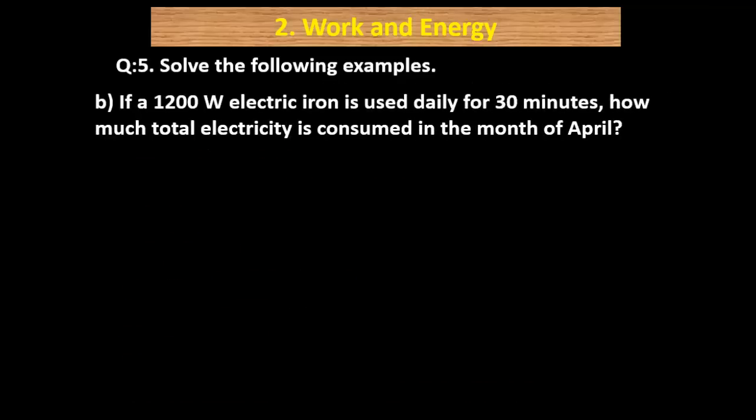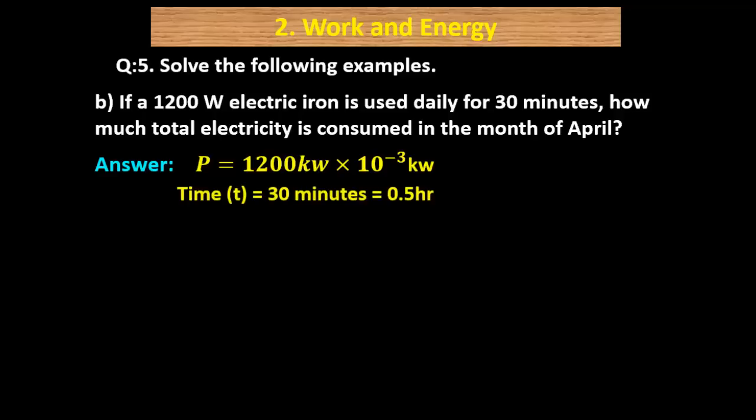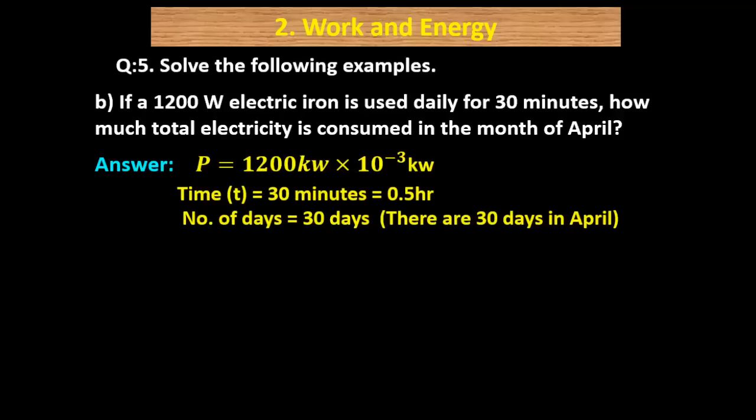B. If a 1200 watt electric iron is used daily for 30 minutes, how much total electricity is consumed in the month of April? P is equal to 1200 watt, that is 1200 multiplied by 10 raised to minus 3 kilowatt. Time T is equal to 30 minutes is equal to 0.5 hour. Number of days is equal to 30 days because there are 30 days in April.